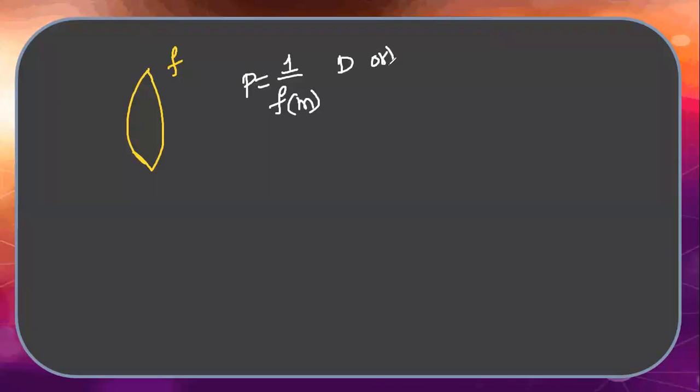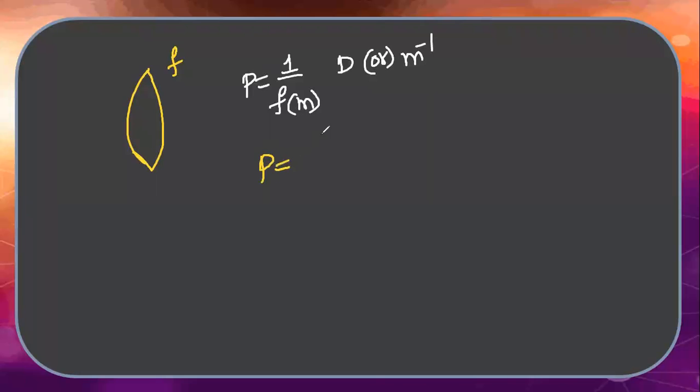Now let us suppose this is a convex lens. This convex lens has a focal length f. What is the power of the lens? Power is the reciprocal of the focal length. Power of a lens is 1 by f, if the focal length is in meters. Its unit is diopter, or per meter. D for diopter.